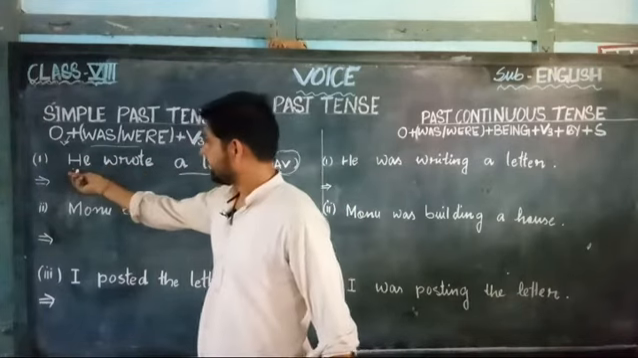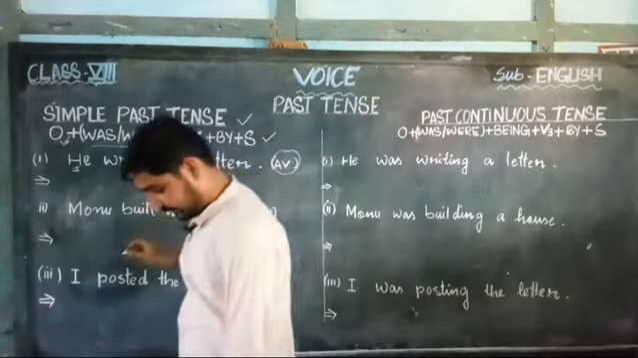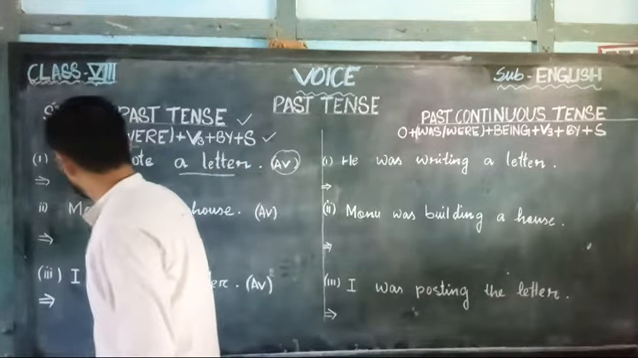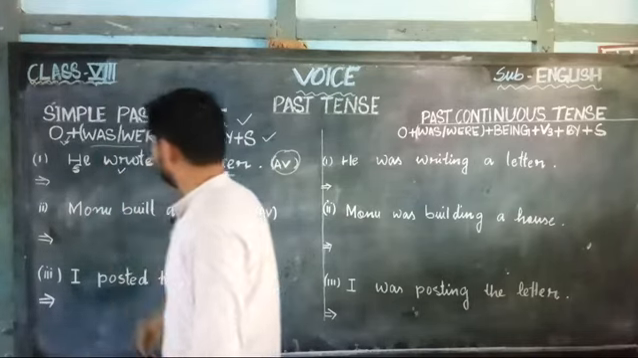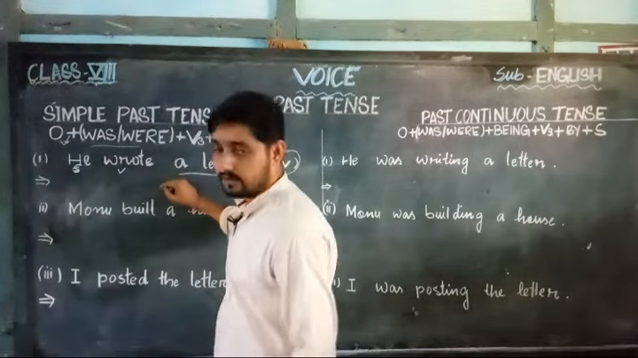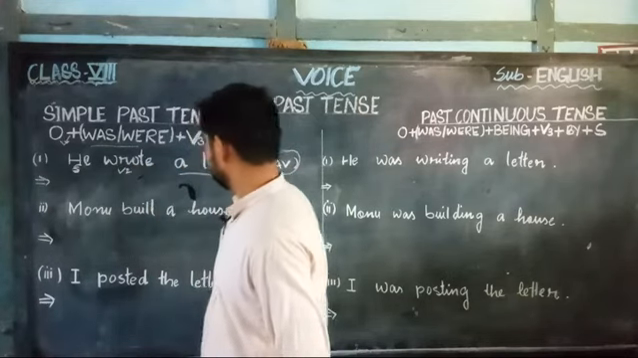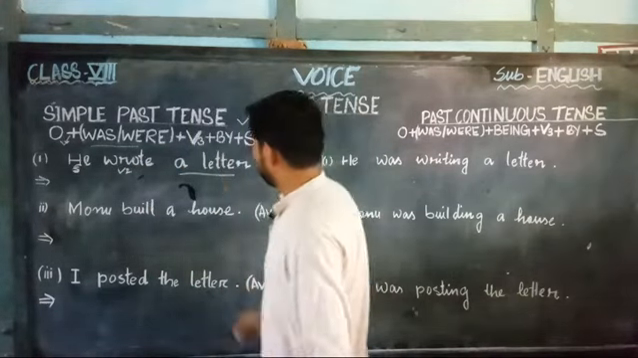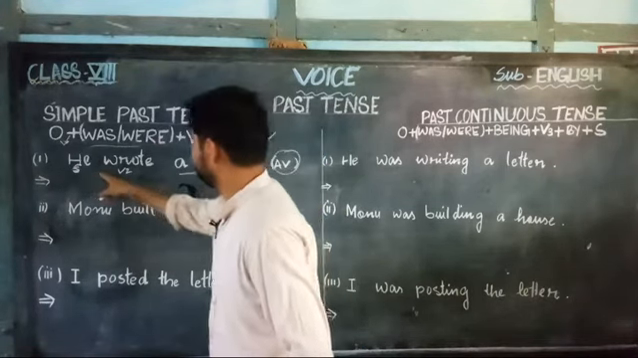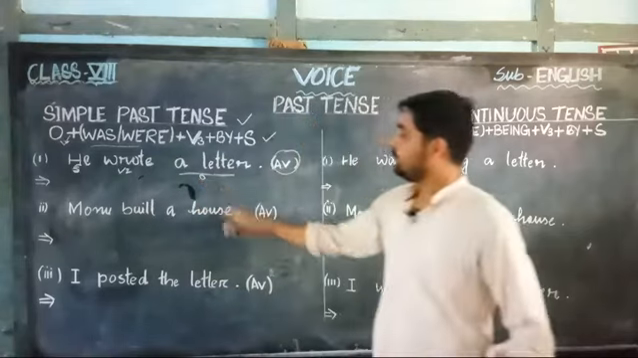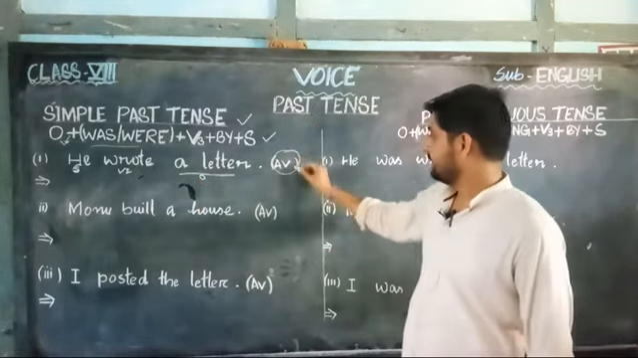In active voice, we have what? "He" is the subject. Then "wrote" is the verb. Which form of verb is it? This is the second form of verb. Yes or no? Then "a letter" is the object. Subject, second form of verb, then object. This is in active voice.